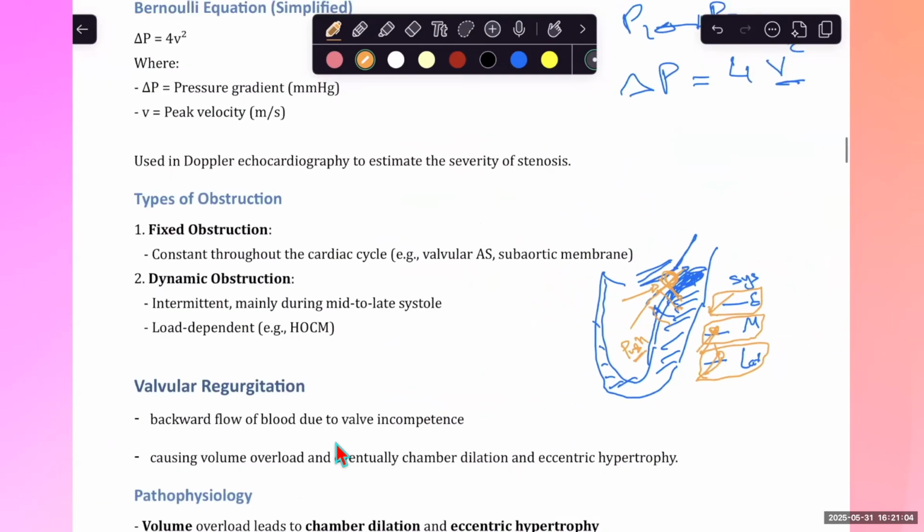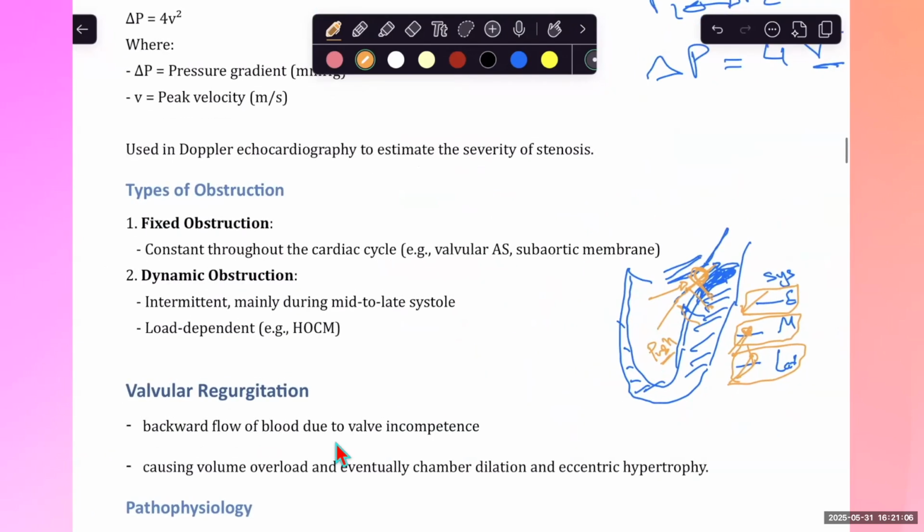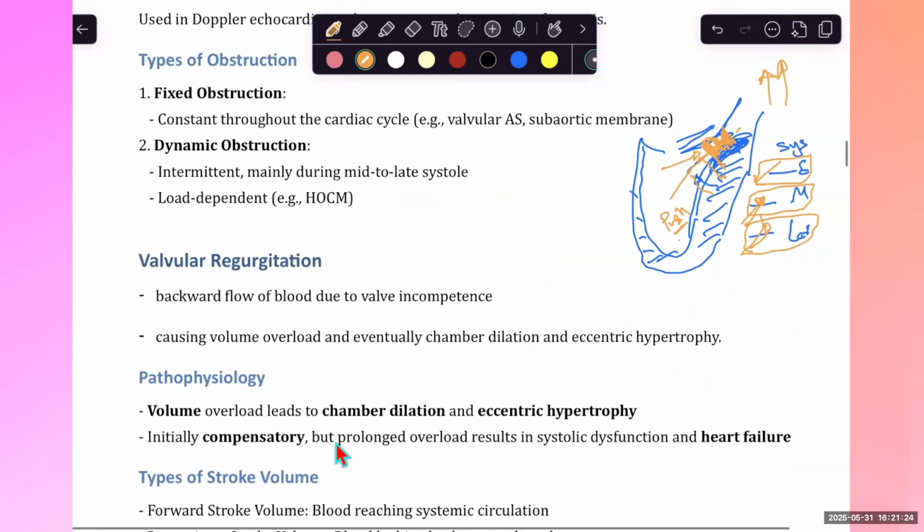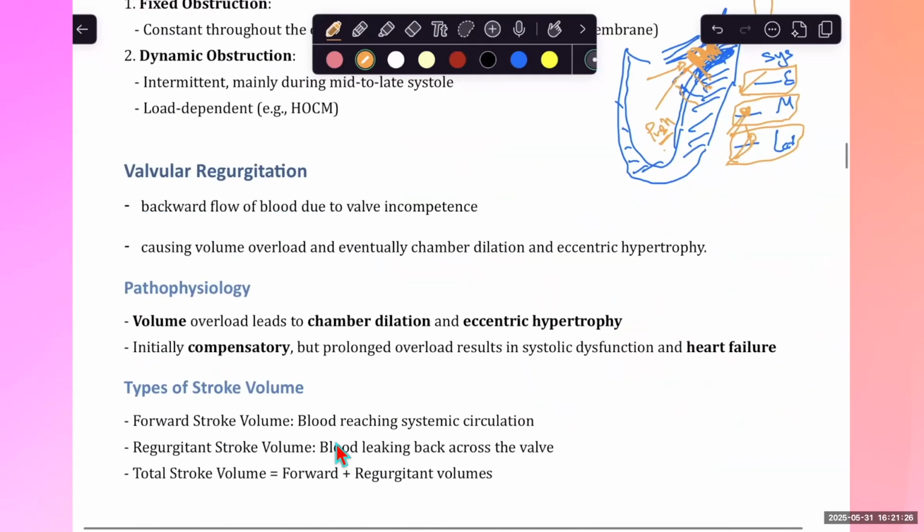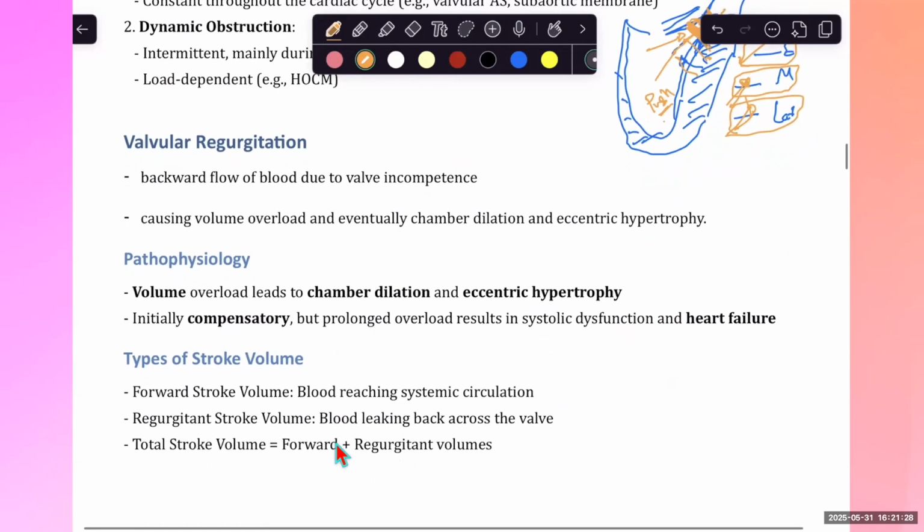That's why we call it dynamic. Why is it load dependent? Because if you give good volume, the good volume will combat against this obstruction. And if the patient already has low volume inside the heart, the first small amount will go, and this obstruction will be even more severe. This is for the obstruction or the stenotic valve.